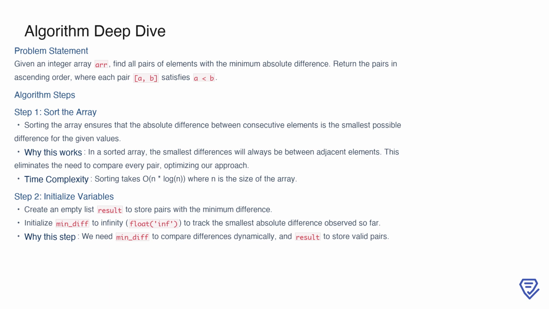Sorting the array takes O(n * log n), making it the most time-consuming part of our solution. After sorting, we initialize two key variables: an empty list result to store the resulting pairs, and a variable min_diff set to infinity. The purpose of min_diff is to keep track of the smallest difference encountered so far, while result will dynamically store the pairs that match this minimum difference. These initial steps prepare us for an efficient traversal of the array.